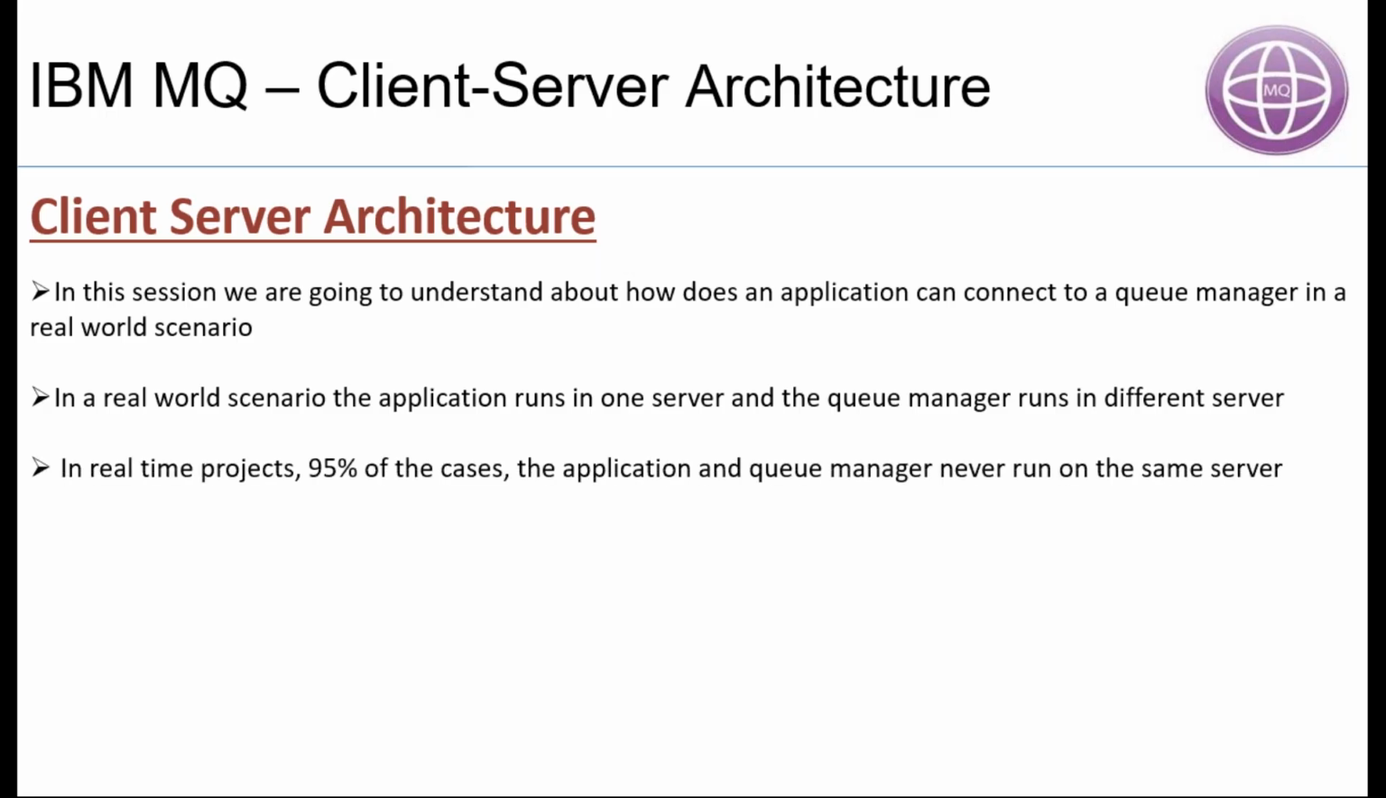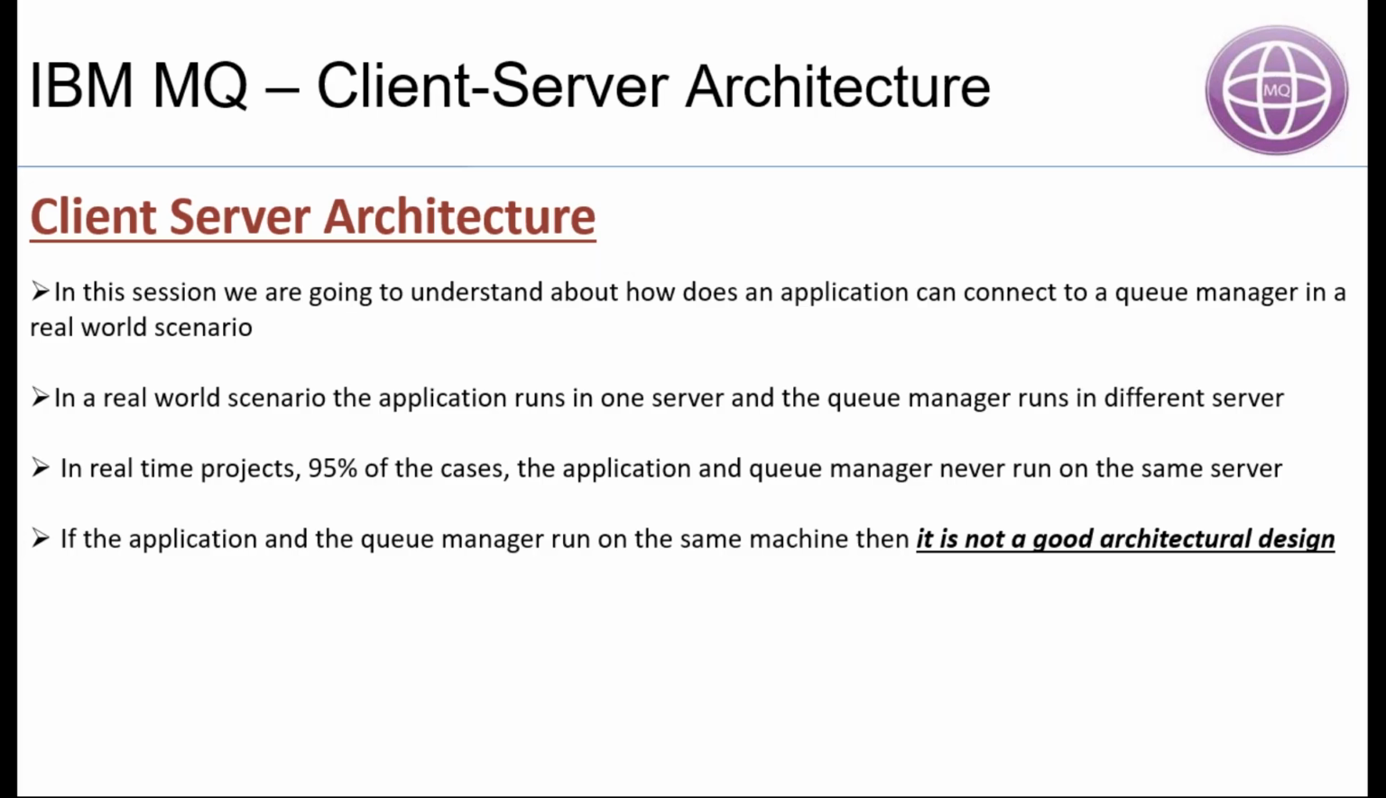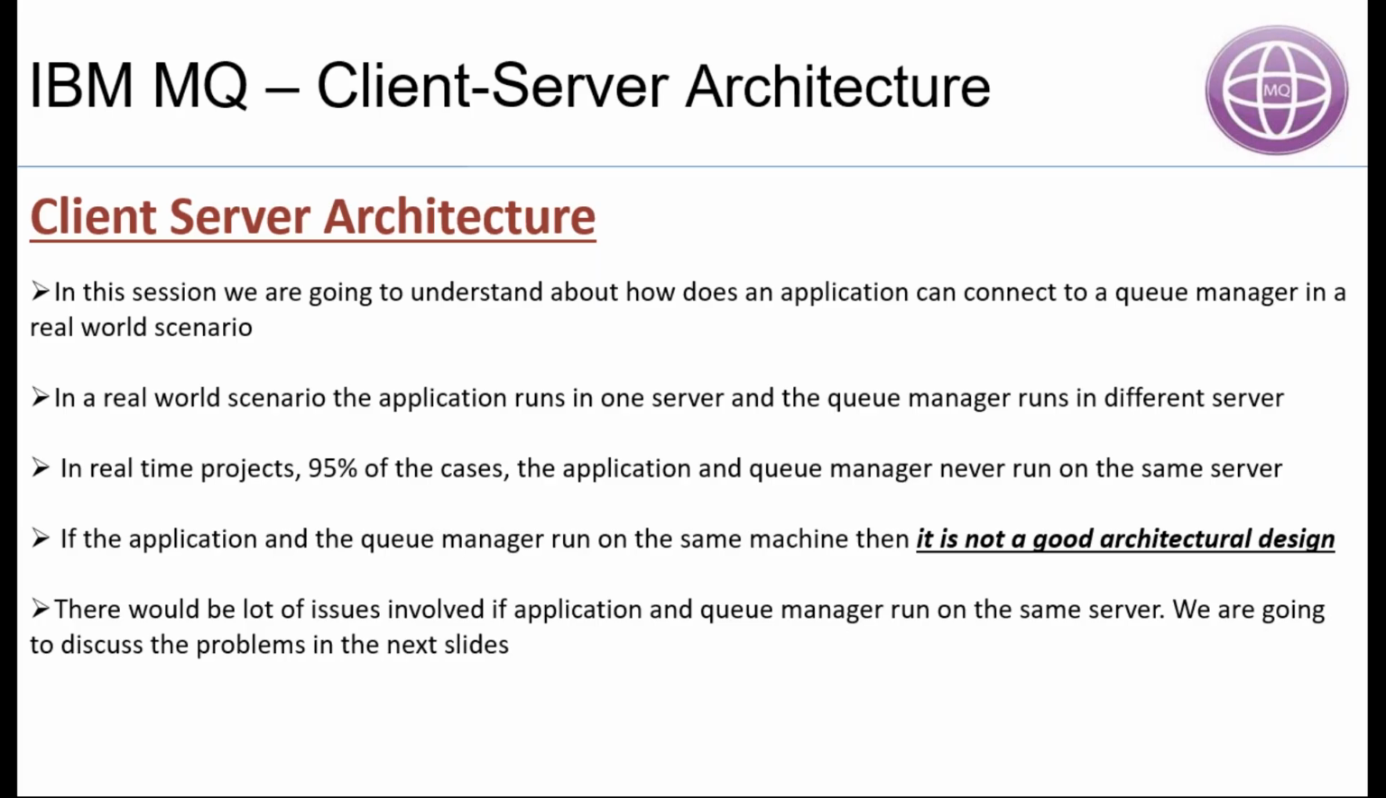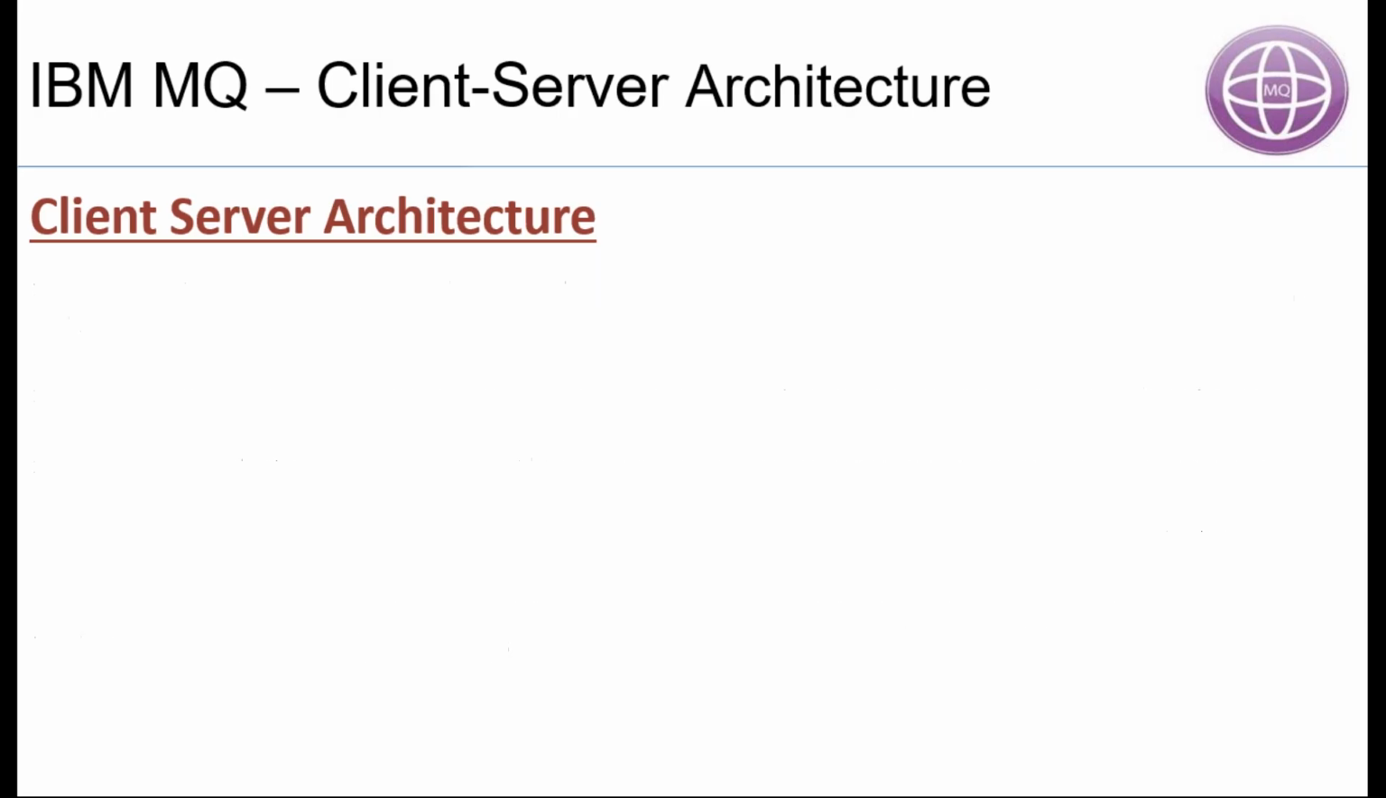In real-time projects, in 95% of the cases, the application and the queue manager never run on the same server. They will definitely run on different servers. If the application and the queue manager run on the same machine, then it is not at all a good architecture design. It's really a bad architecture. There would be a lot of issues involved if the application and the queue manager run on the same server, which we are going to see in the next slides.